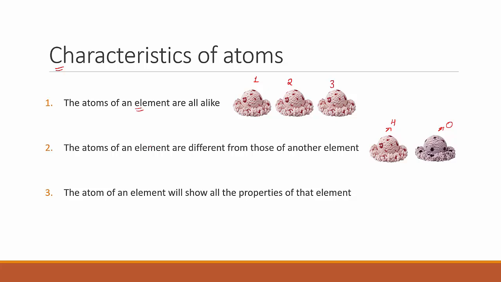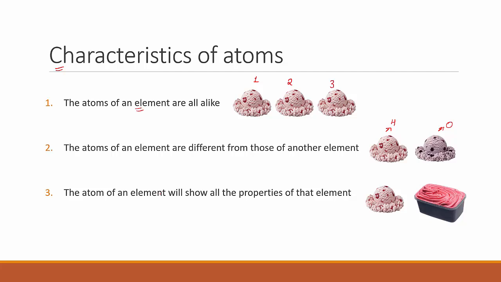Let's see what the third one is. The atom of an element will show all the properties of that element. So we just need to take one atom to know the property of that entire element, because that is the representative part. You pick out one and you will know exactly how the rest of them are. So how do we say this? If we pick out one scoop of strawberry ice cream, we know exactly how that tub of strawberry ice cream tastes like. So just one scoop of it is enough to determine whether that strawberry ice cream is yummy or it's not yummy.